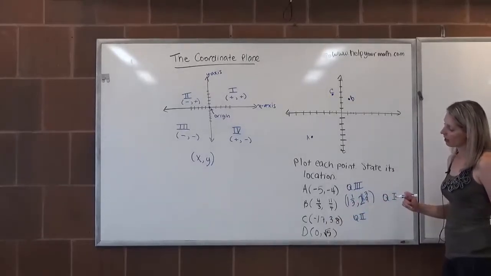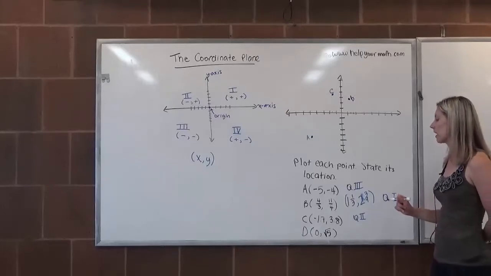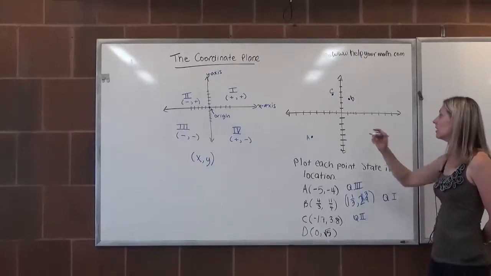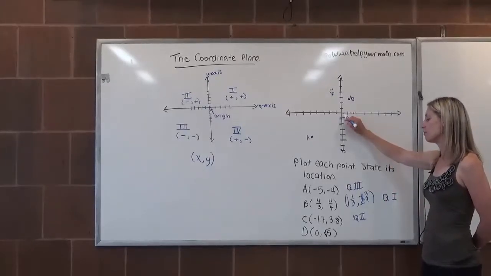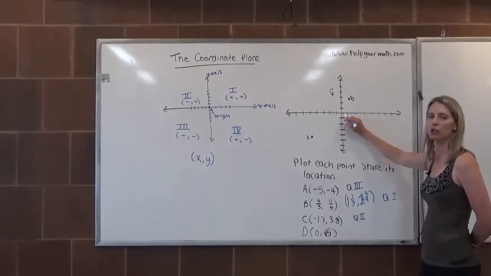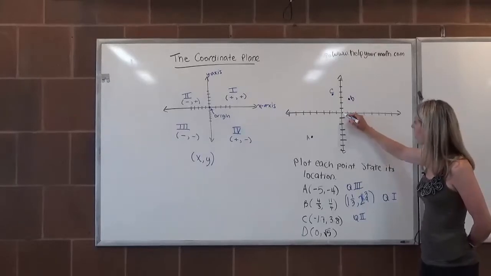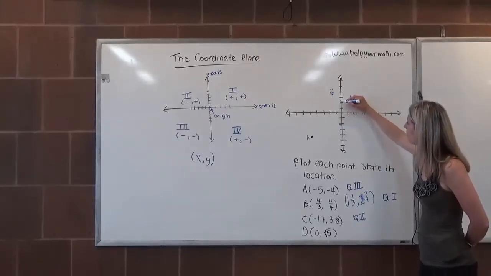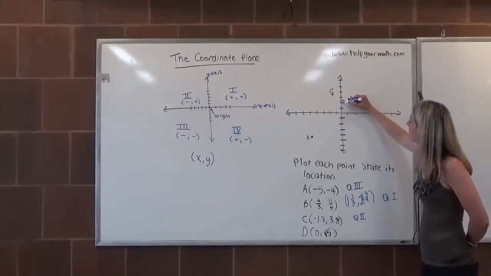Lastly, we have point D at 0, the square root of 5. 0 indicates to us that we are not moving left or right. And then the square root of 5 is approximately 2.24. So we would go up 2 and then a little bit more, maybe here. And that would be point D.